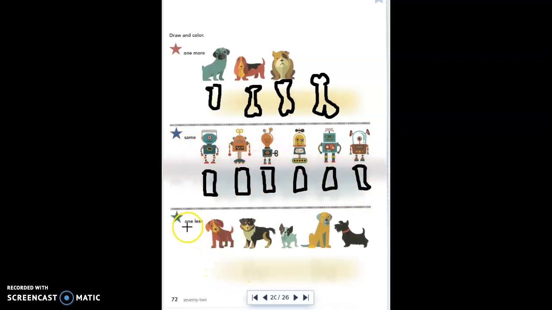Now I'm going to go down here, and this time they want me to draw one less, and they want me to do one less drawing balls. So there are 1, 2, 3, 4, 5 dogs. One less would be counting backwards from 5. That would take me to 4. So I need to draw 4 balls. That means that one dog will not have it because it's one less. So this dog doesn't have a ball because I drew one less. There's more dogs than there are balls.